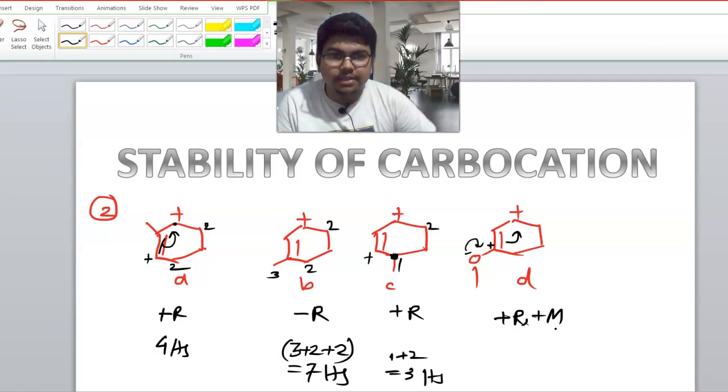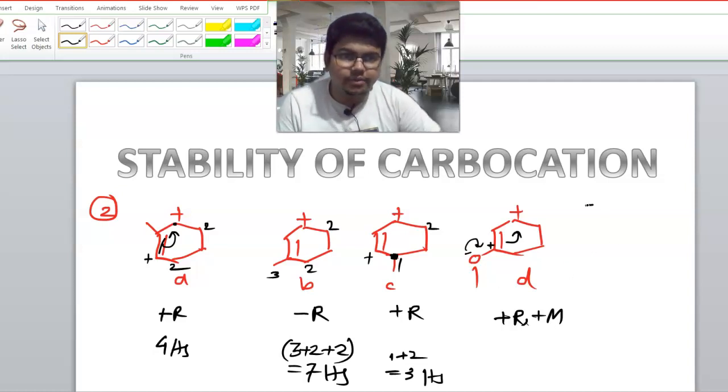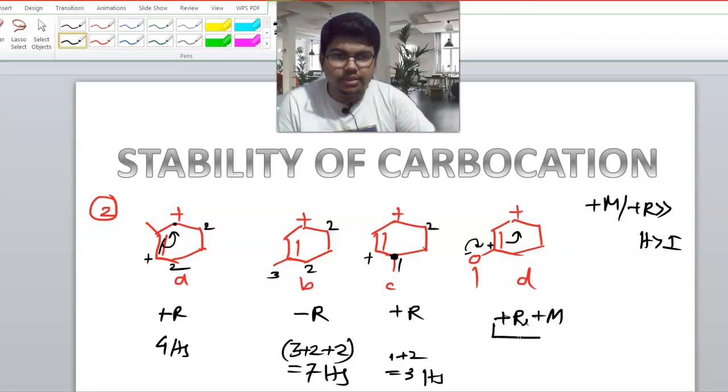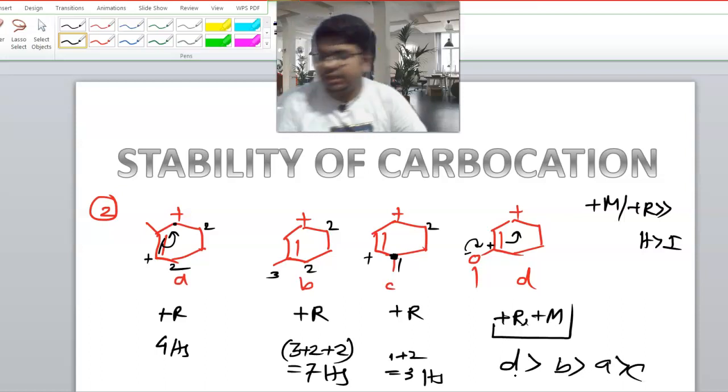And here plus R and plus M, then comparison is easy. We know the plus M or plus R is very much greater than hyperconjugation, then inductive effect. So here resonance and mesomeric effect both are there, so this will be more stable. So D, all of these have plus R effect, then differentiation will be through hyperconjugation. 7 will be most hyperconjugating, so B, then A, then C. So D, B, A, C, this will be the order.